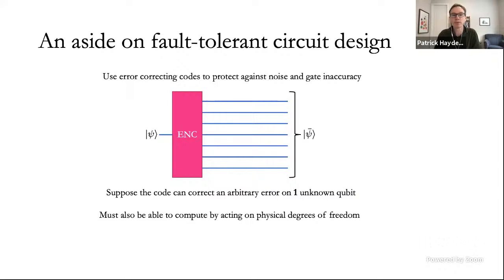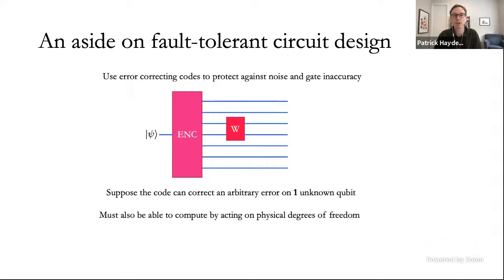It's important not just to be able to encode information, but to be able to act on the physical degrees of freedom to compute. And we can ask, well, how do you compute on encoded data? Now, the first thing that might come to mind is you might say, well, let's just act on one of the physical qubits to see if we can do something non-trivial. And of course, you can't do anything non-trivial acting on a single qubit because that would be indistinguishable from the noise that the code was designed to correct against. And so that's not going to do anything non-trivial to the encoded state.